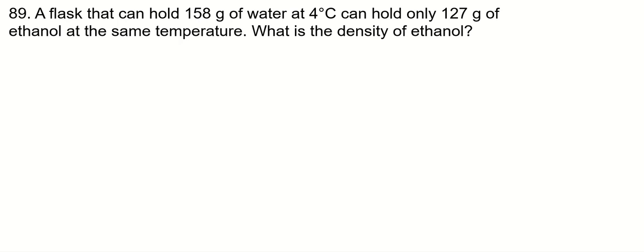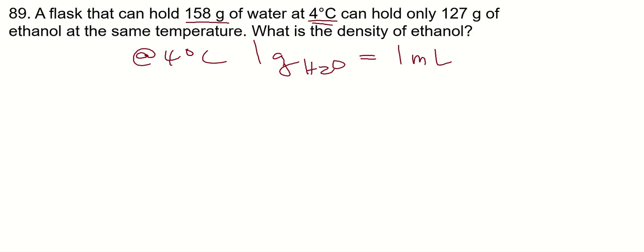So a flask we're given can hold 158 grams of water at 4 degrees Celsius. They're giving us that temperature because at 4 degrees Celsius, 1 gram of water takes a volume of 1 milliliter of water, which is the same thing as 1 cubic centimeter of water.